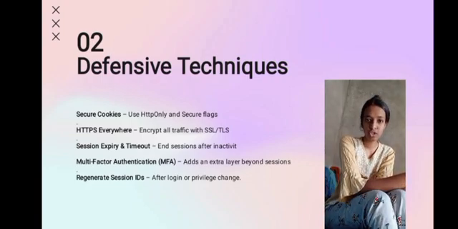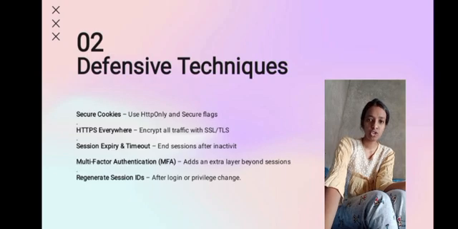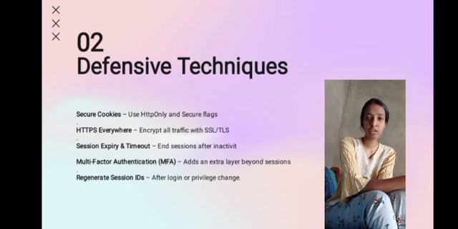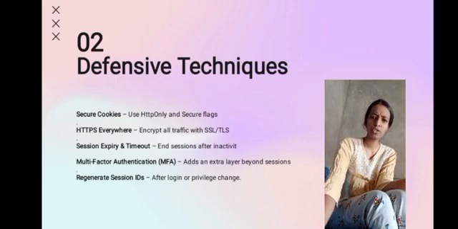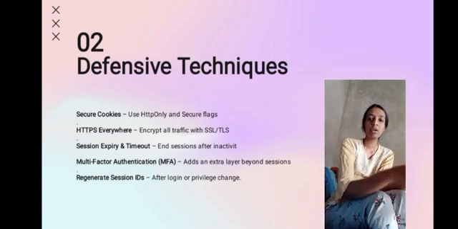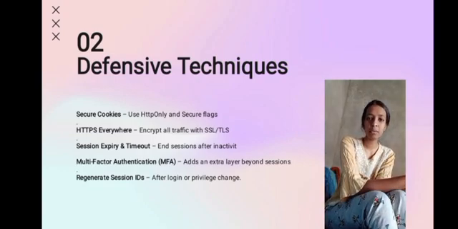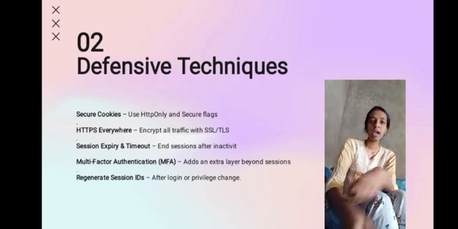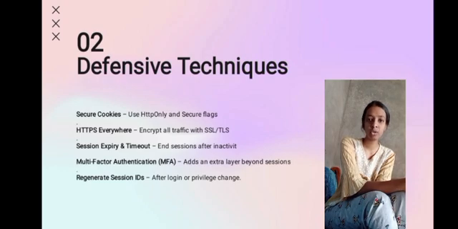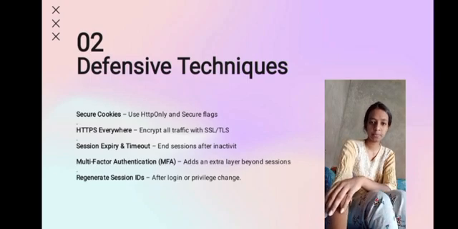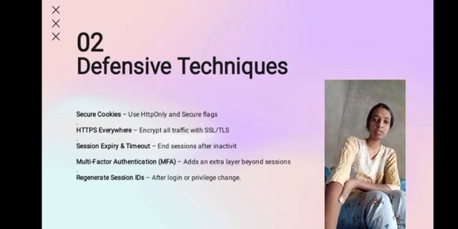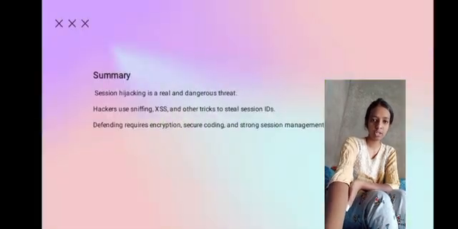Once you are done using the session, there is a need to make your session inactive for securing your session ID or session token from the hackers. Next is multi-factor authentication, also known as MFA, which adds an extra layer beyond your session to protect it from the hackers. And the last technique to prevent your session from the hackers is to regenerate your session IDs. It can be regenerated after your login or privilege changes.